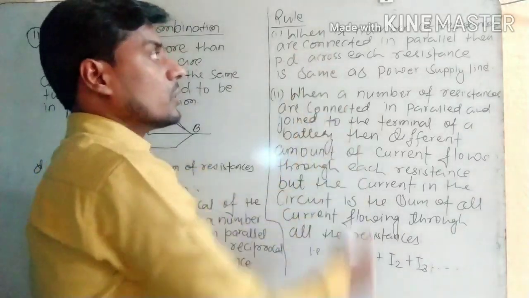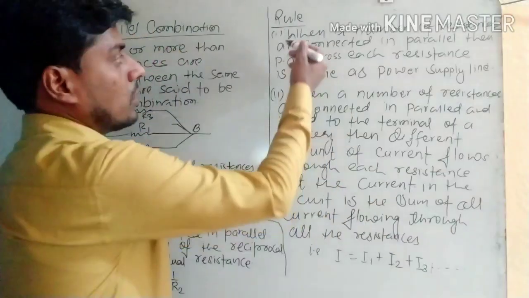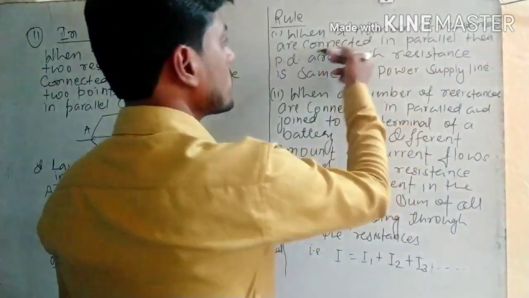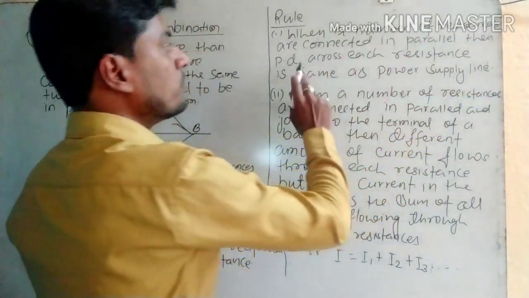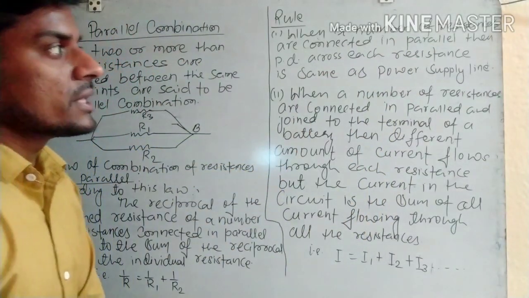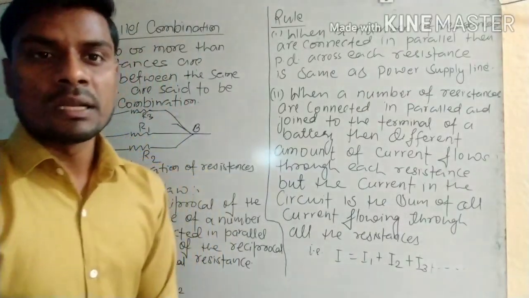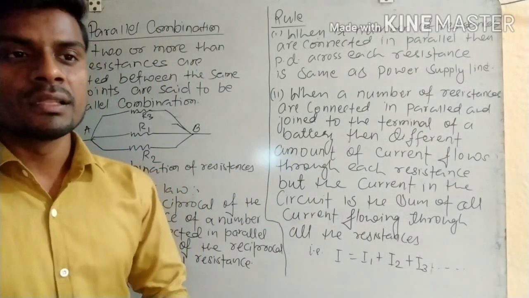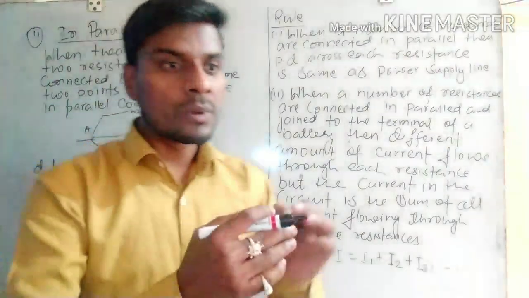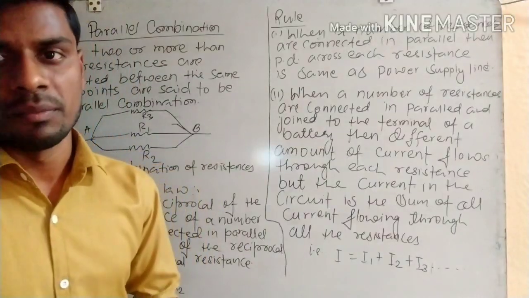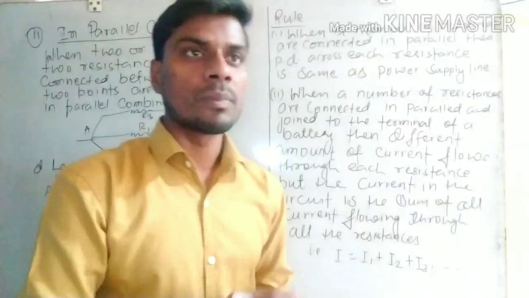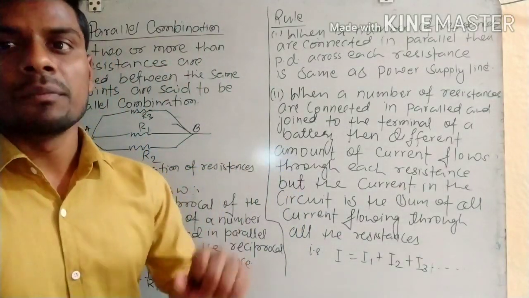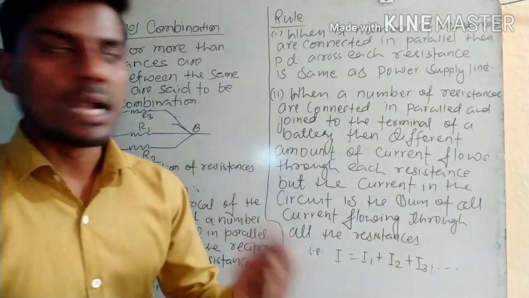Now we will see the rules for the parallel combination. First rule: when a number of resistances are connected in parallel, the PD across each resistance is the same as the power supply line. That means if V volt is applied to the combination of resistances, then the potential difference on each resistance will be the same. If a V volt battery is applied, then V voltage is also found on resistance R1 and V volt is also found on resistance R2.